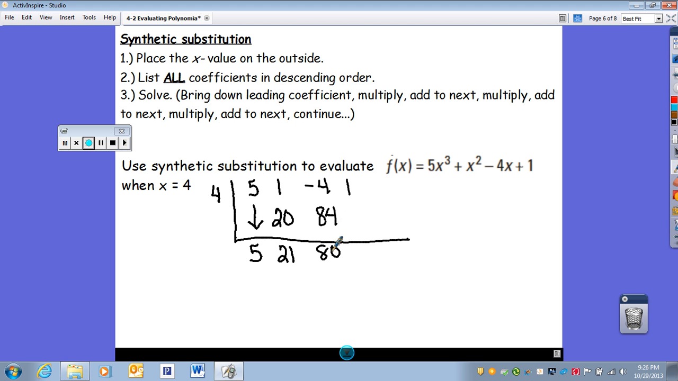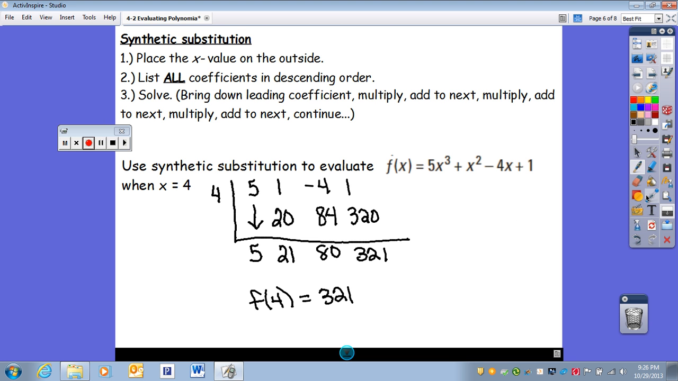Then we multiply the x value times our new number, which would be 340, and we add the two together, which would be 341. So f of 4, which means we're substituting 4 in for the x value, is equal to 341. You could also get that answer by putting 4 directly into the equation and doing the mathematics. So taking 4 and cubing it, multiplying it by 5, plus 4 squared, minus 4 times 4, plus 1. This is called synthetic substitution in this method.